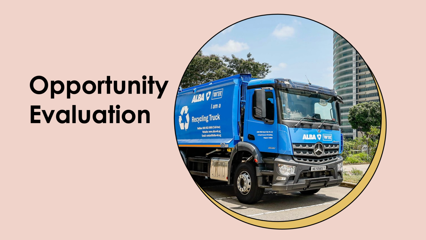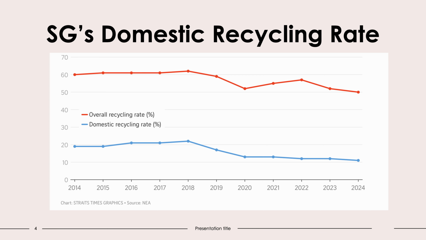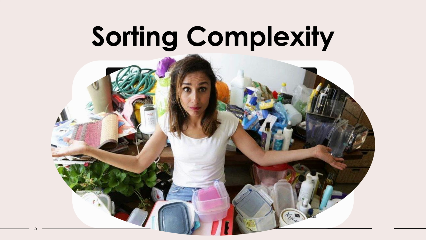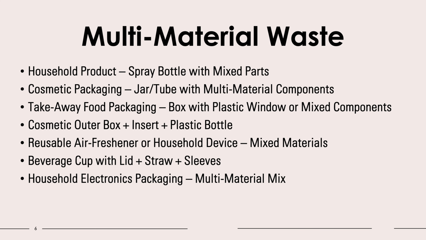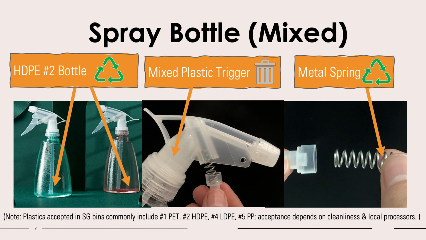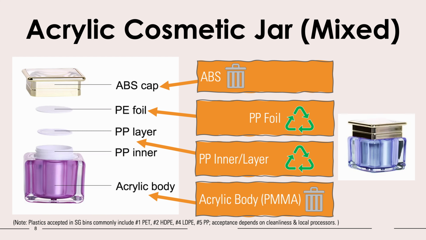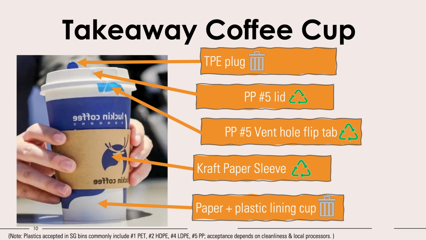Over the years, Singapore's domestic recycling rate has fallen to about 11%, where roughly 40% of the material in the blue bin ends up contaminated or non-recyclable. The main cause is the sorting complexity. Modern packaging is composite. Spray bottles with HDPE bodies, PP inner layers, and metal springs. Cosmetic jars mix in ABS caps and acrylic PMMA bodies.